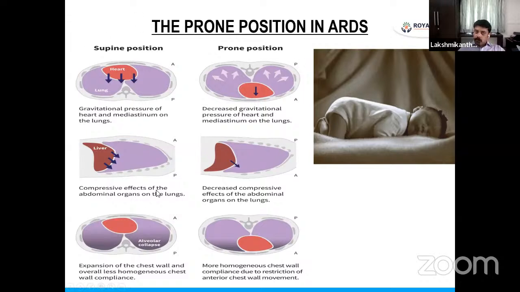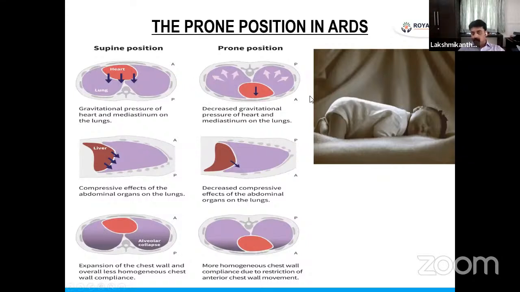The basic physiology in this is, in supine position, what happens? Your heart will compress the dorsal portion of the lung. As you all know, in ARDS the problematic part is your dorsal lung. And this problematic dorsal lung has further worsening because of the weight of the heart pushing on that part of the lung. The diaphragm position and the amount of pressure from the abdomen also are increased in the supine position. And expansion of the chest wall again is not very homogeneous. The anterior wall of the chest moves better than the posterior wall, but the problem is in the posterior lung part. So again, that is going to cause a problem.